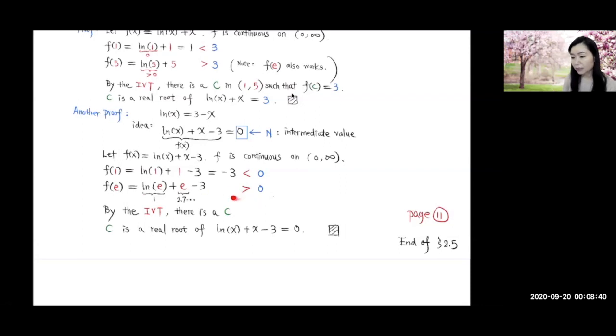So by the intermediate value theorem, there is a c in between 1 and e, such that f of c will be equal to this intermediate value 0. In other words, c is a real root of this equation. And this equation is equivalent to the original equation. So we just proved that there is at least one real root to this equation. So that's the end of the proof.